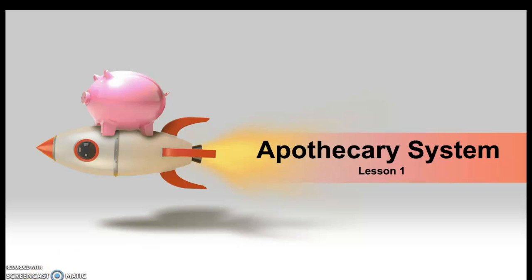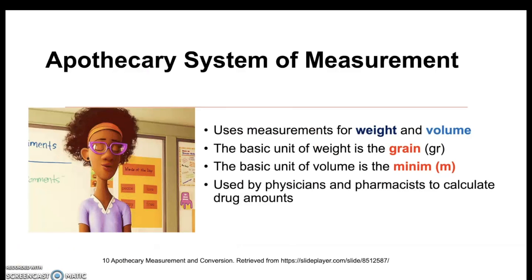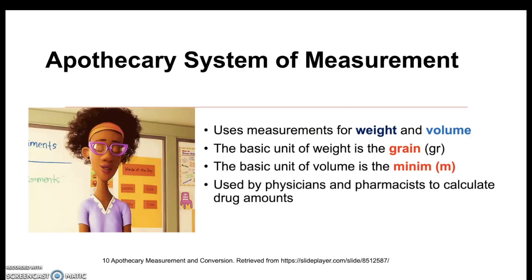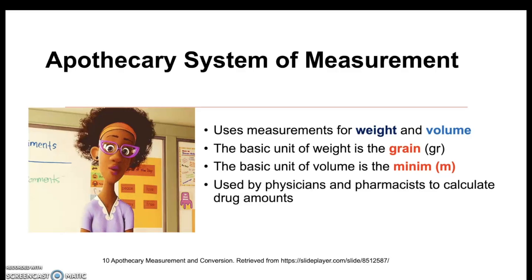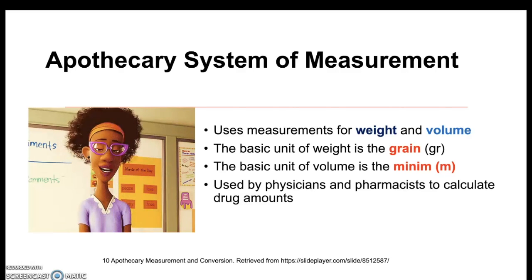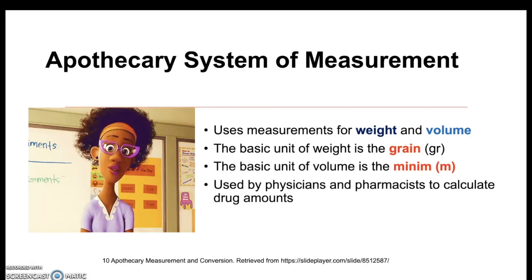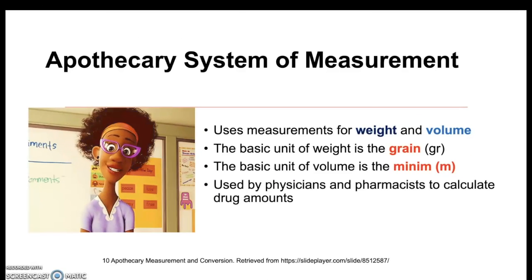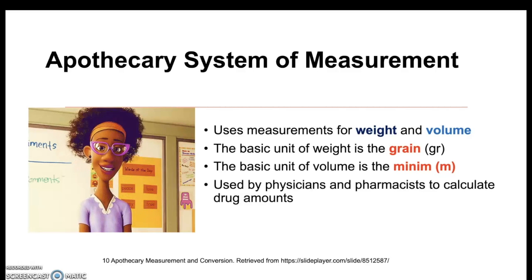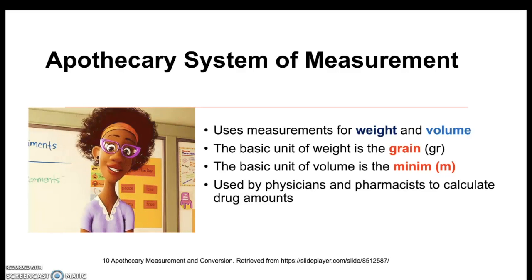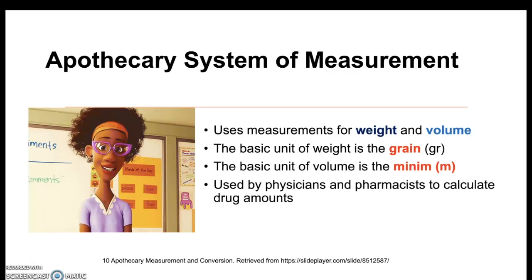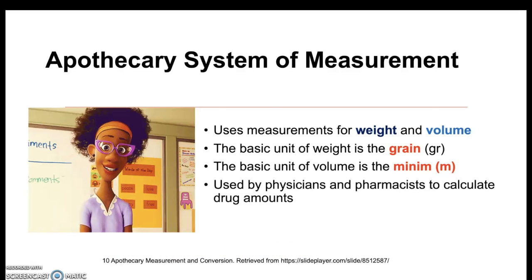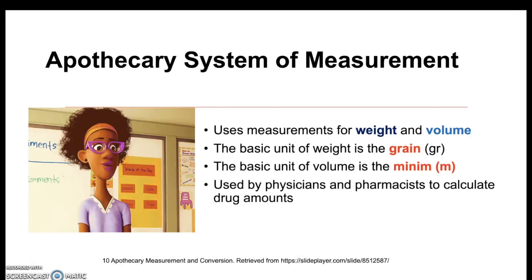Okay, so let's look at the apothecary system now. This system uses measurements of weight and volume, and the basic unit of measurement for weight is the grain, and the basic unit for volume is the minim. This was used by pharmacists and physicians in olden days to calculate drug amounts. We hardly use this system to do calculations in pharmacy practice, but it is still very useful for us to know about it.